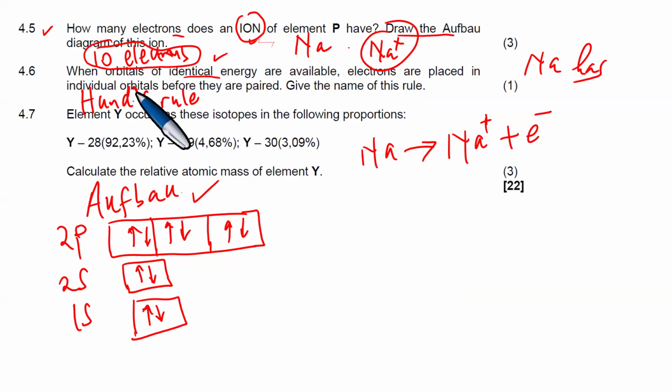Hund's rule explains that when orbitals of identical energy are available, the electrons are placed in individual orbitals before they're paired. Give the name of this rule: it is called Hund's rule. Okay, this is enough for today, and we're going to continue next time.